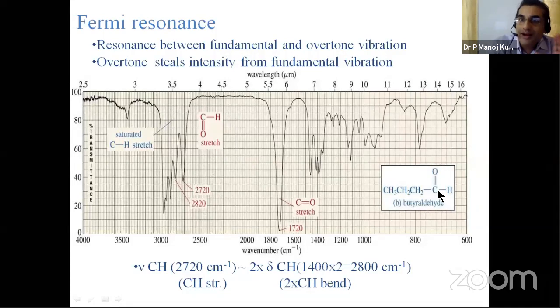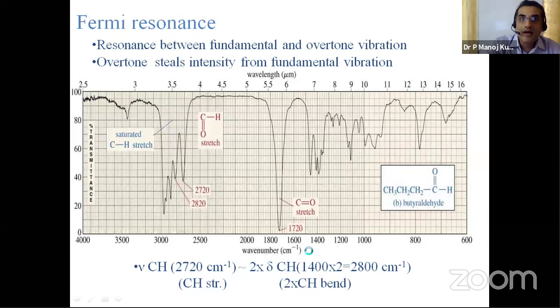See, Santosh Patnaik, what you need to understand here is, there is a carbon-hydrogen stretching vibrational frequency. That carbon-hydrogen stretching vibrational frequency will occur at 2720 centimeter inverse. Along with that, the CH bending vibration is also there. This bending vibration will occur at 1400.